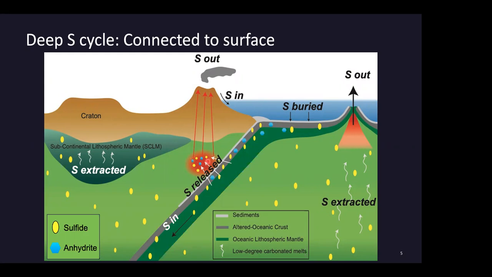And this results in melting of the mantle wedge and release of sulfur and other gases, eventually through arc volcanoes. Beyond the subduction zone, some sulfur gets transferred deep into the convecting mantle, where low degree carbonated melt and relatively higher degree silicate melt have the potential to extract sulfur in various different tectonic settings.